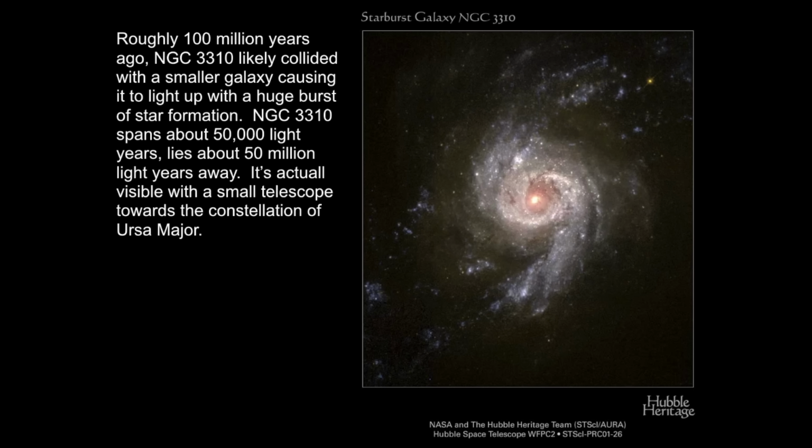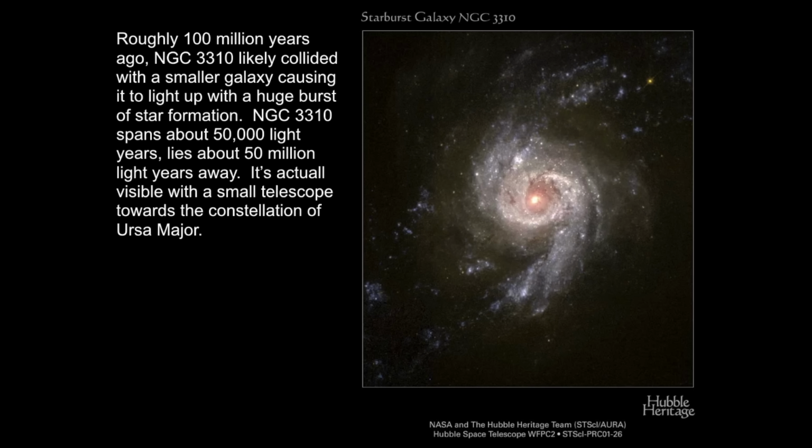And another one is a starburst galaxy called NGC 3310, where there's huge amounts of star formation going on. That's why it's really bright all over the place. It's about half the size of the Milky Way, and it's about 50 million light years away. And to cause that, it probably was a collision with another galaxy, maybe 100 million years ago, and these stars are now the brightest of stars.